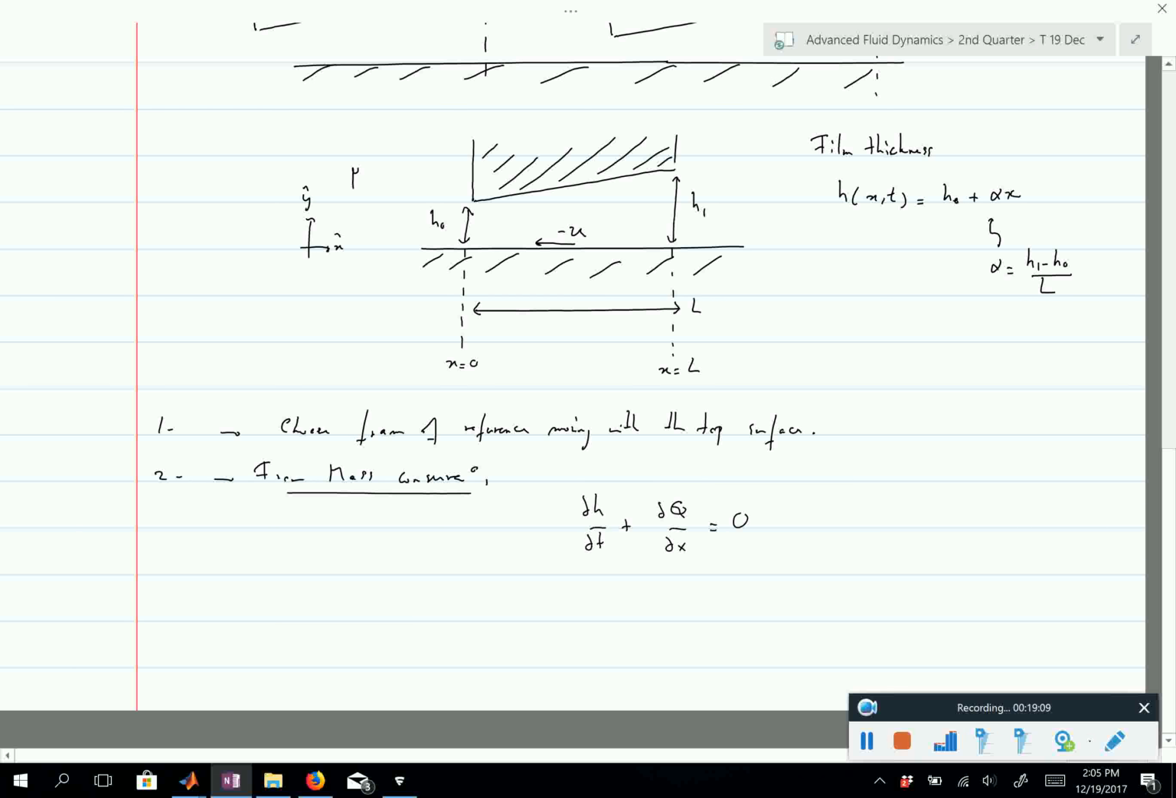Now, in the frame of reference that we have, what simplification can we do? The first term is 0. In that case, H is not dependent on time. So here we have a steady state. This is because of our frame of reference. So our equation reduces to partial Q over partial X is equal to 0, which means that Q is essentially a constant. It's independent of X.